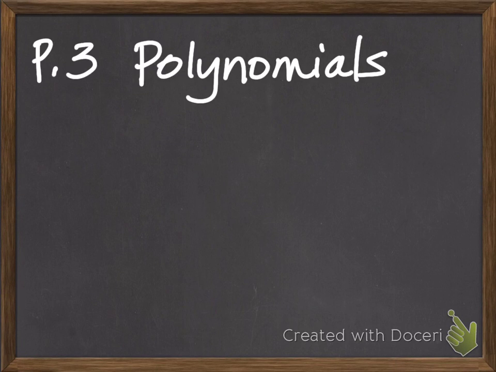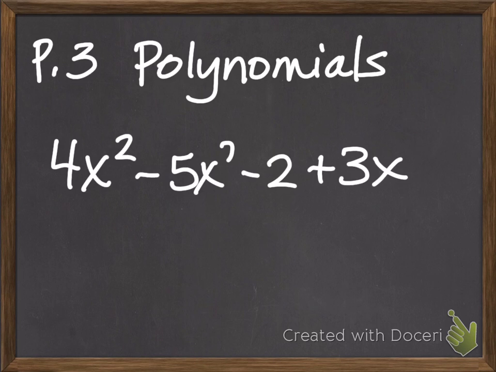Section P.3 is regarding polynomials and special products. This first video just focuses on polynomials. So what is a polynomial? It is any combination of numbers and variables separated by addition or subtraction signs. For example, 4x squared minus 5x to the 7th minus 2 plus 3x is considered a polynomial.